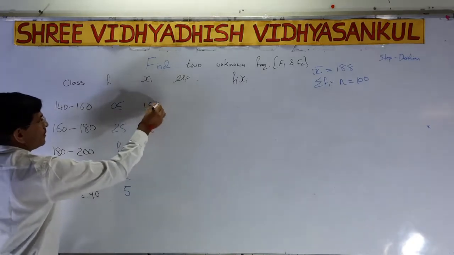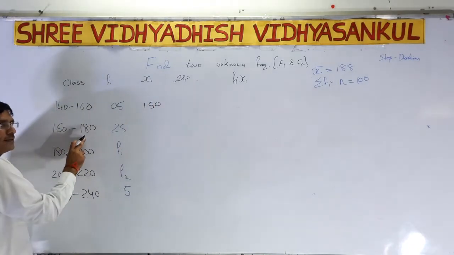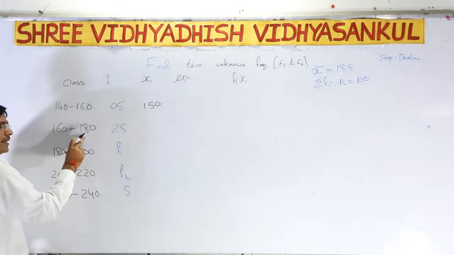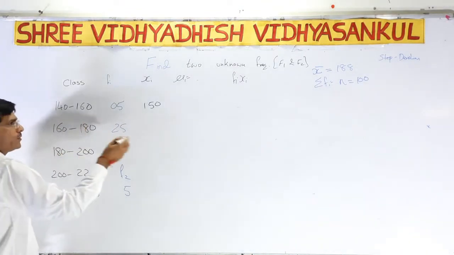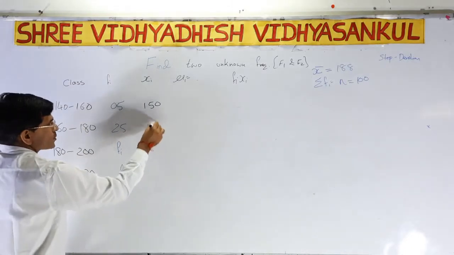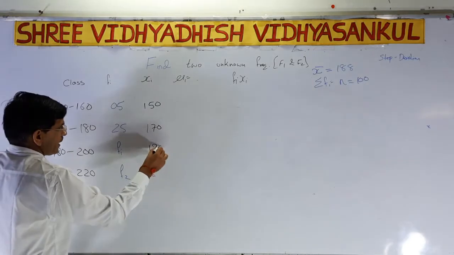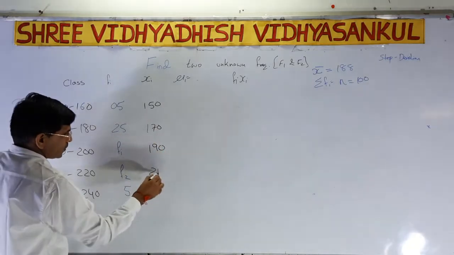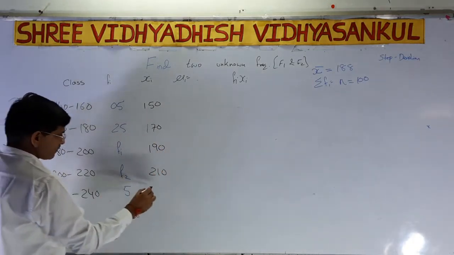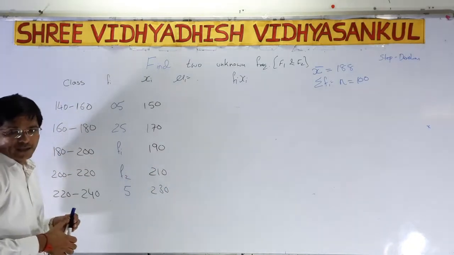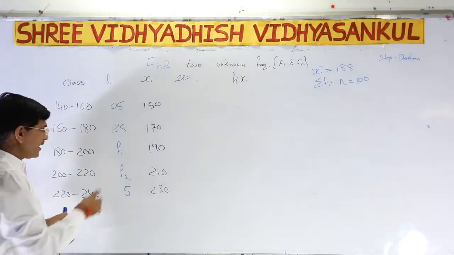150, 160 plus 180 divided by 2. 160 plus 180 is 340. 340 divided by 2 is 170. So what is the difference? 20. Again I add 20, 190. Again I add 20, 210. Again I add 20, 230. Already we know that we have to assume A somewhere, but where?